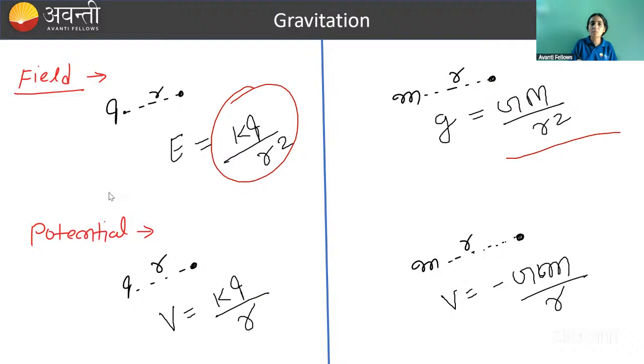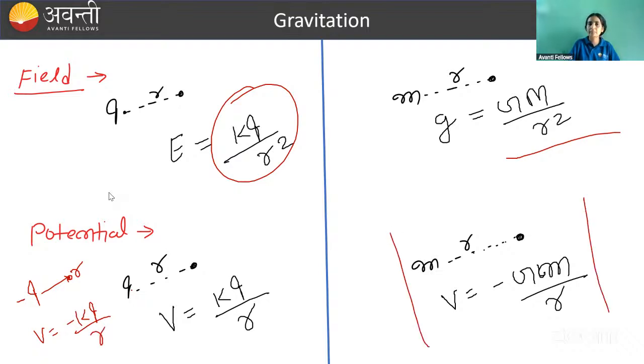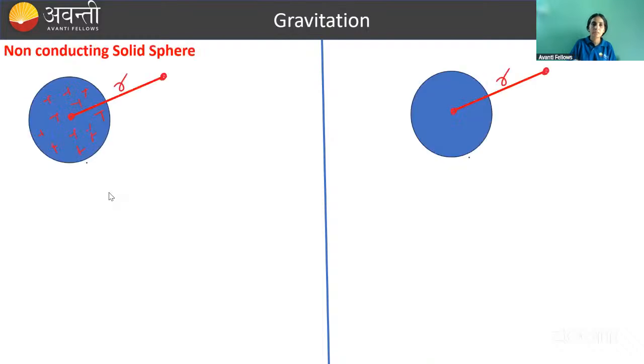Similarly, potential for charge q at a distance r, it is kq by r. If charge is negative, then potential at distance r will also be negative. Okay? But in case of what? In case of mass, since force is always attractive, this potential will always be negative, minus GM by r. So formula same दिख रहा है ना?